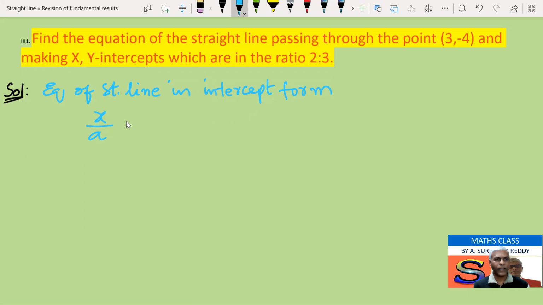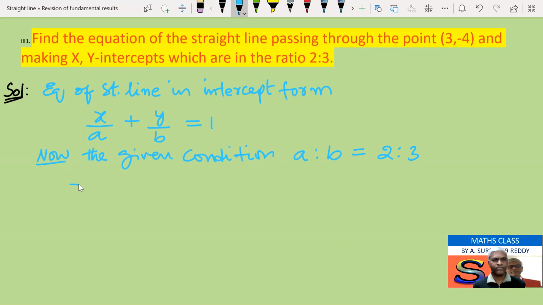x by a plus y by b is equal to 1. The given condition, the ratio of intercepts, a is to b is 2:3, that is a by b is equal to 2/3.